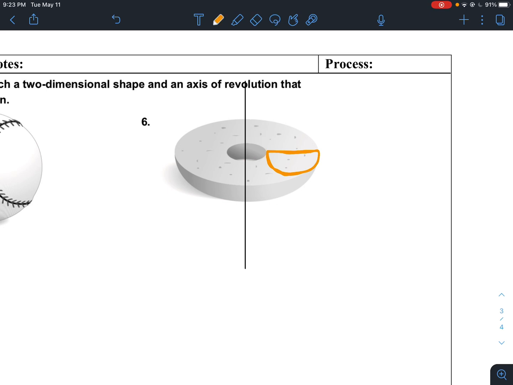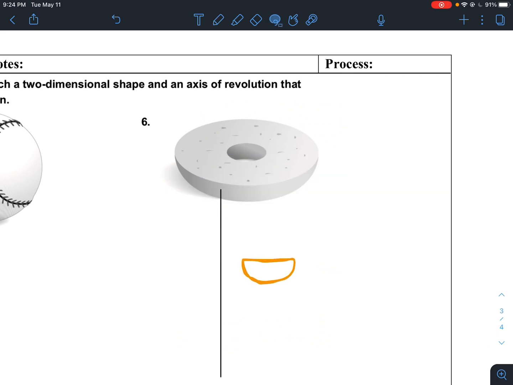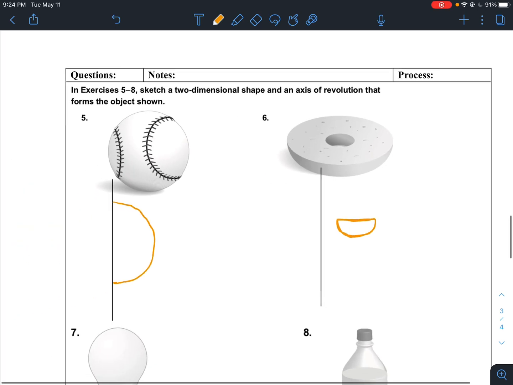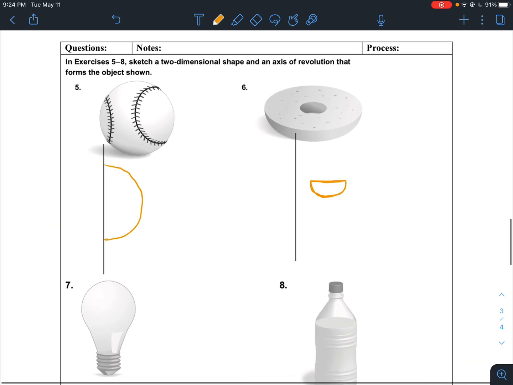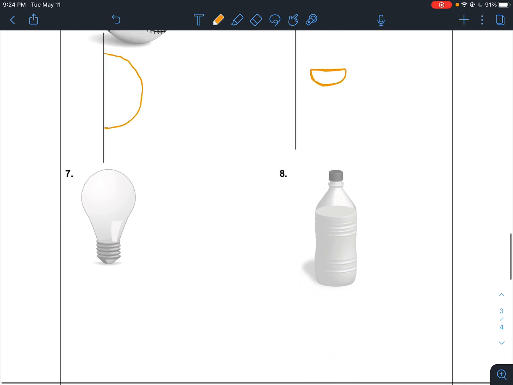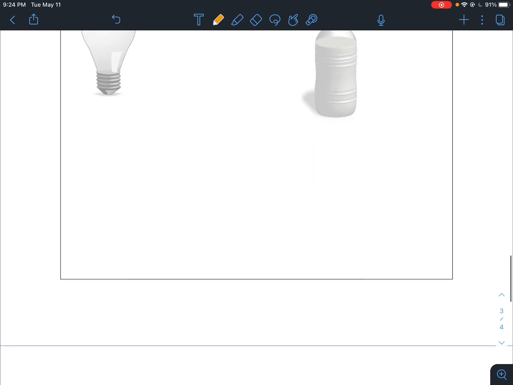So you can see that whenever we rotate this 360 degrees around, that's how we get this bagel shape right there. So if we remove this, see how different it might look. So it doesn't touch the axis. Yeah. So that's how a bagel would look. Go ahead and try 7 and 8. Those ones shouldn't be too difficult right there.